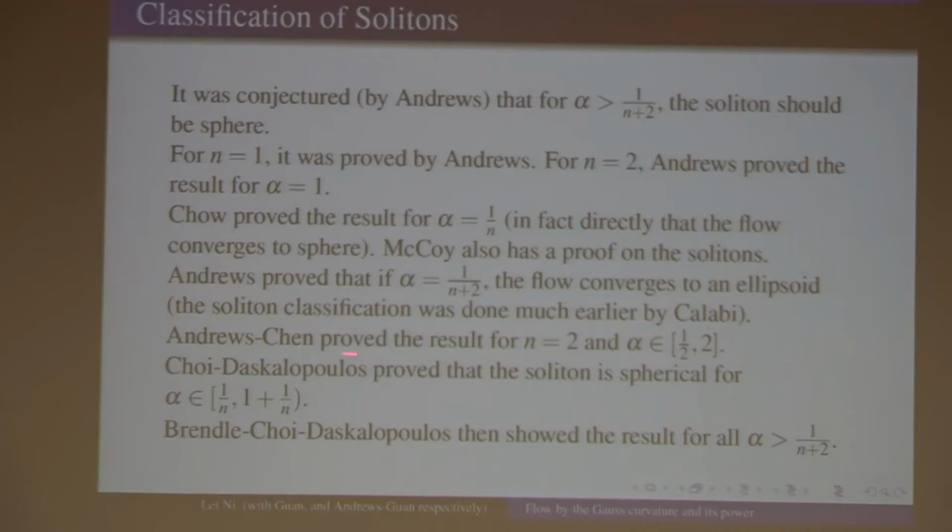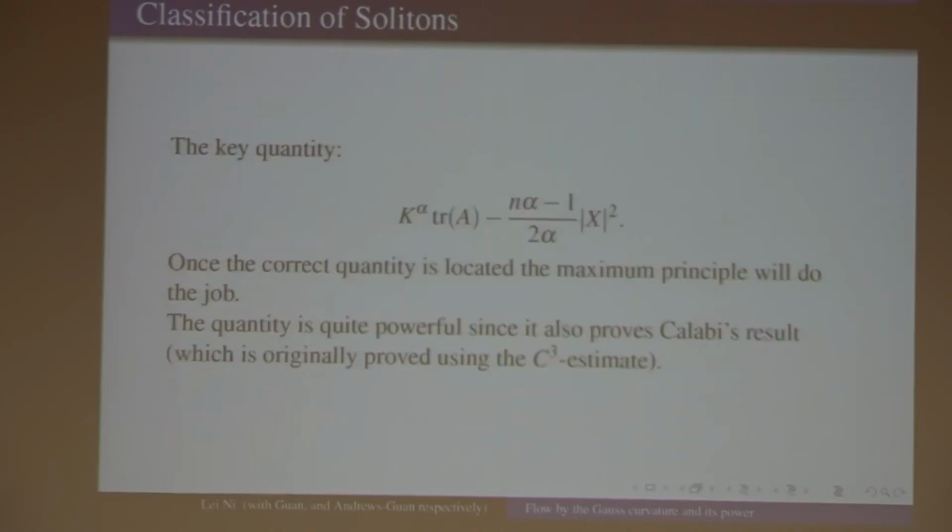Okay, so more recently, there are two papers. One was written by Chow and Daskalopoulos. They proved this for alpha between 1 over n and 1 plus 1 over m. Then Simon Brendle joined the force, so they proved the whole region. And I should say, the proof is quite interesting because they come up with a new quantity. An interesting feature of this proof is that it also works for alpha equals 1 over m plus 2. It gives another proof of Calabi's theorem, without getting into C3 estimates.